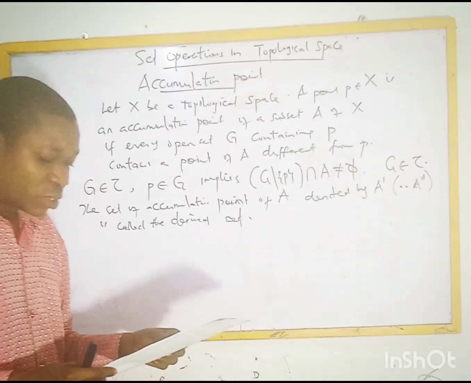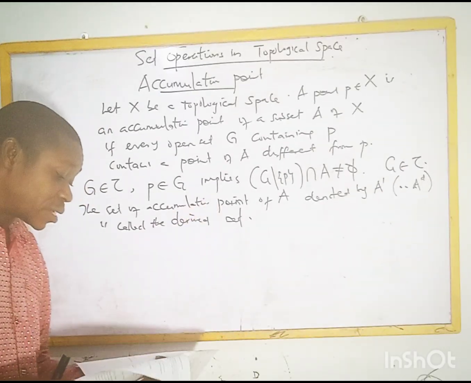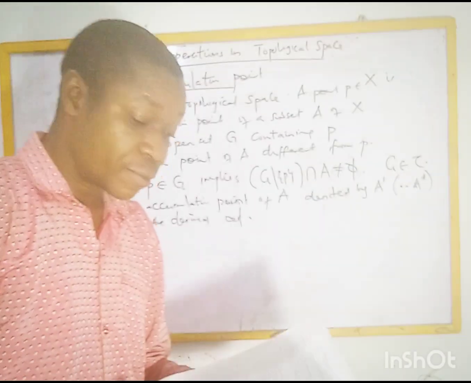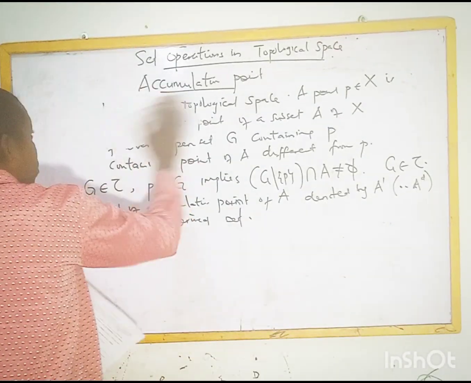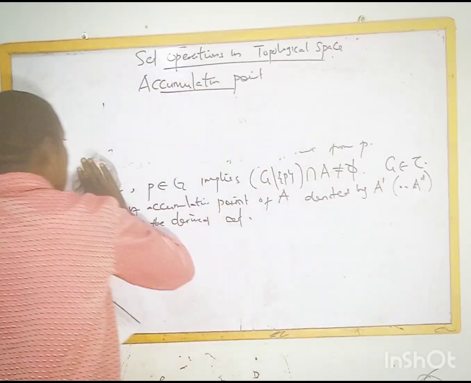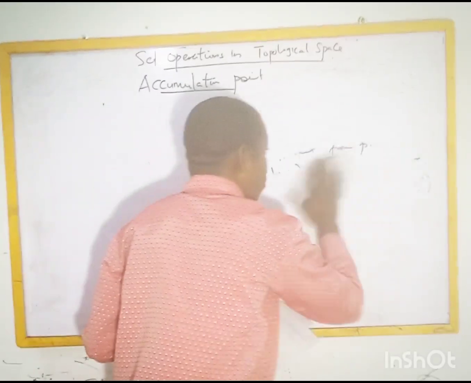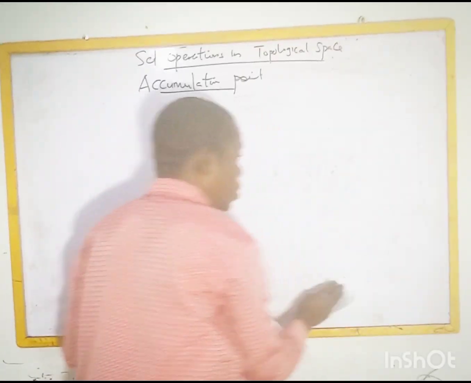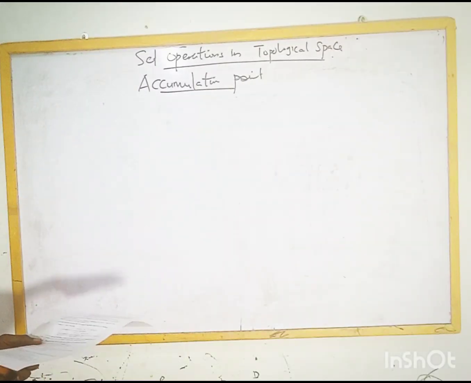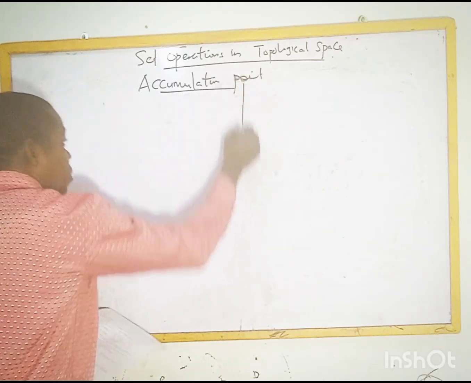Now, how do we determine that? Based on this definition, let's look at an example on the accumulation points of a set. Let's look at it, class.